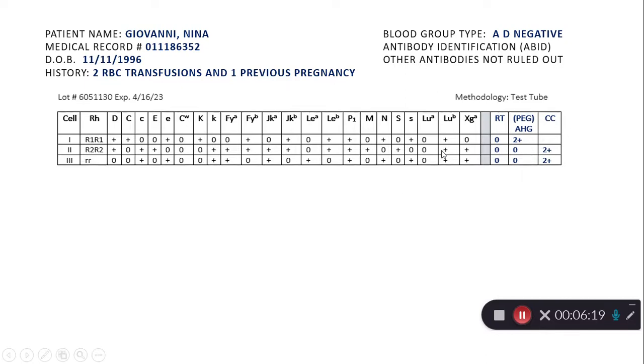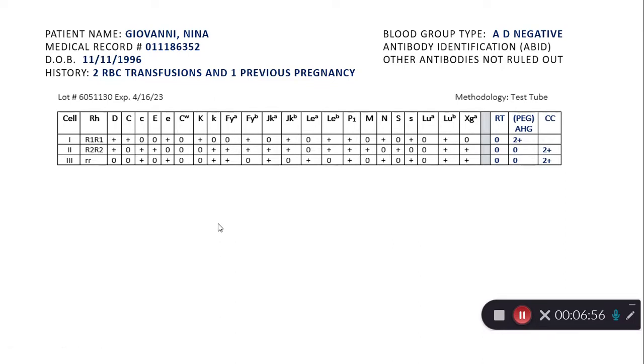Our patient did not react with any of these antigens expressed on cell 2. The other thing you need to remember from the previous presentation is that the blood groups that exhibit dosage for our purposes in this course will be the Duffy, FYA, FYB, Kidd blood group system, JKA and JKB, and the MNS. So M and N and big S and little s.